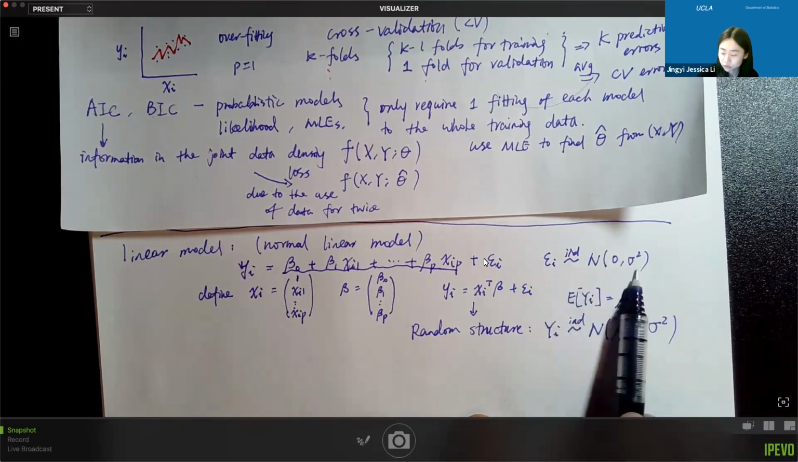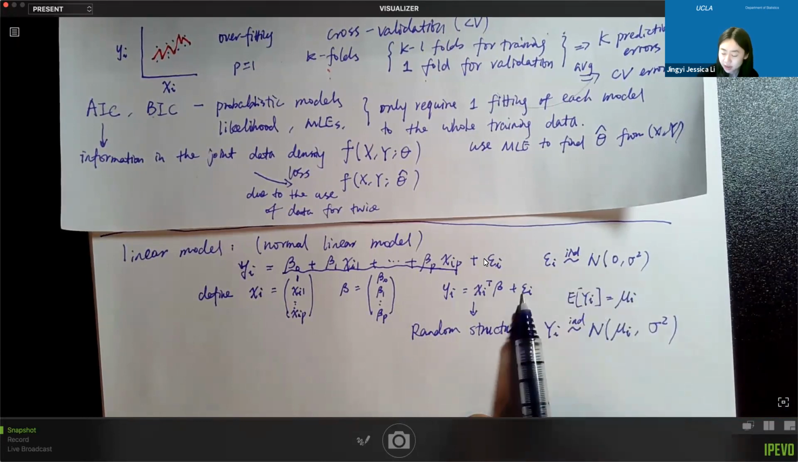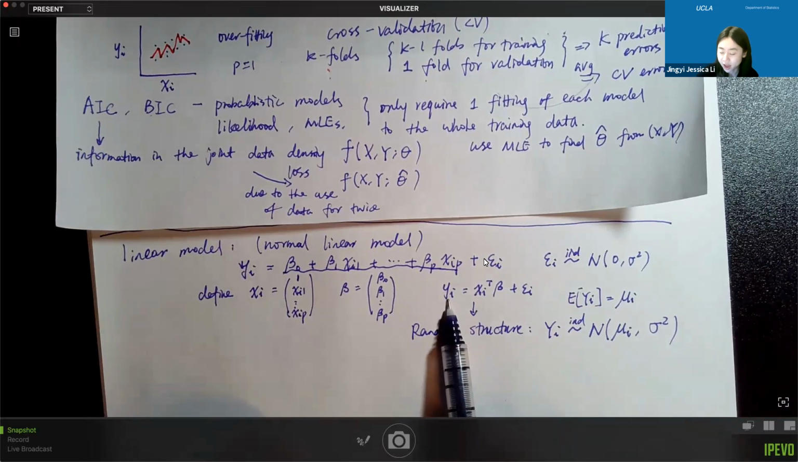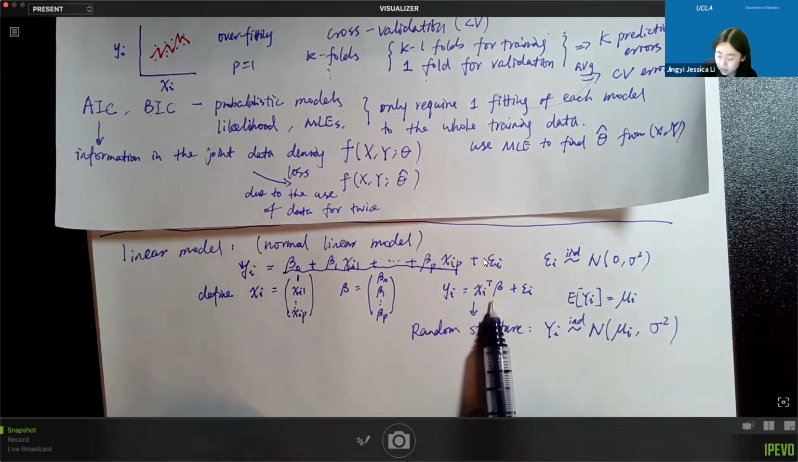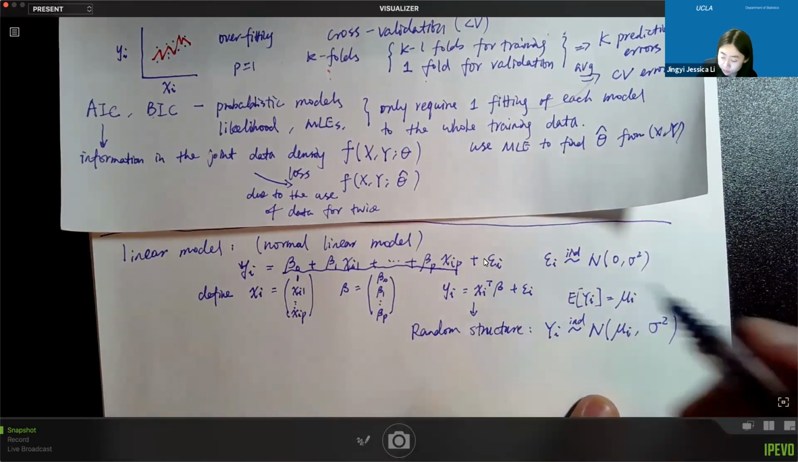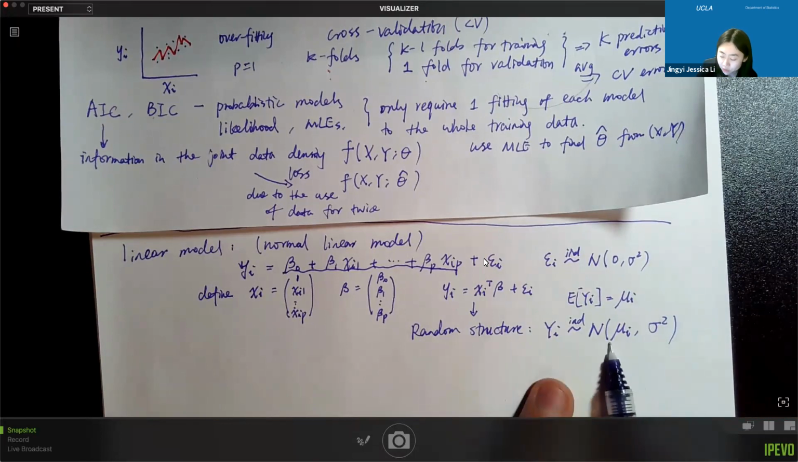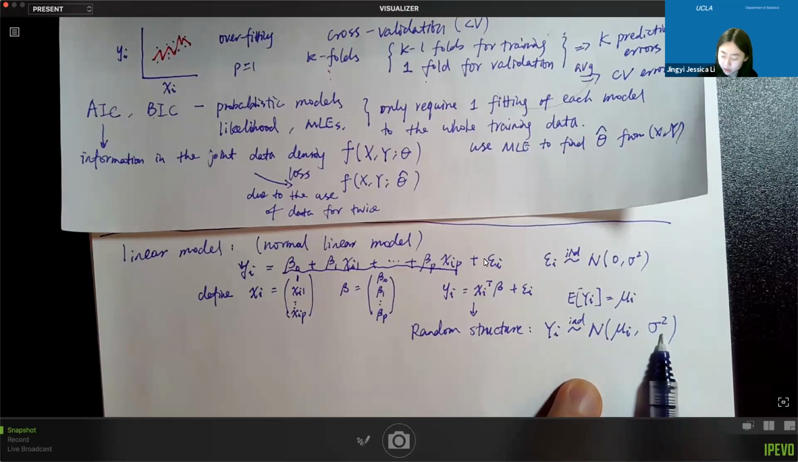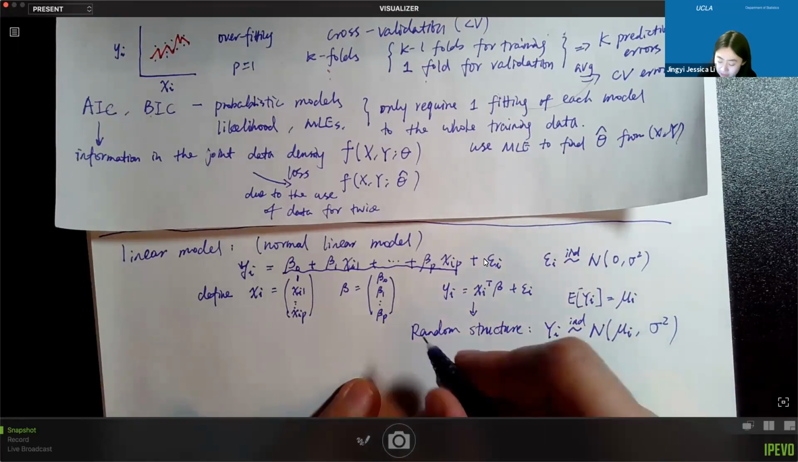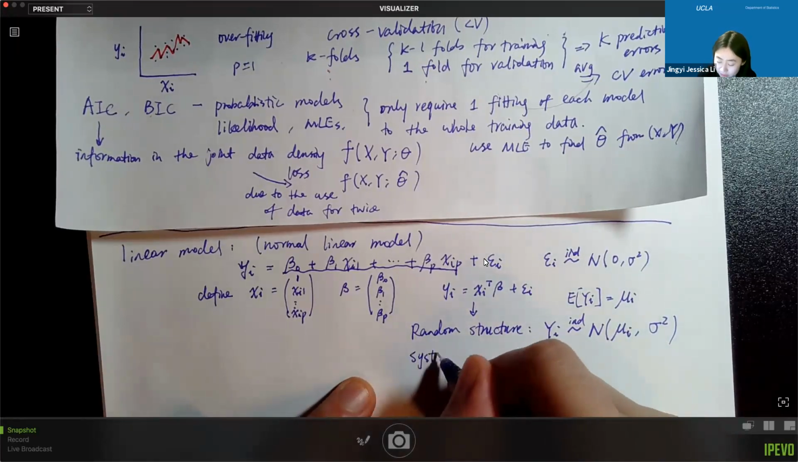This error is normal. So I'm just shifting yi by this quantity, and here it is just xi transpose beta. So I'm actually having yi distributed around mu i with variance sigma squared. And then the second part is the systematic structure.